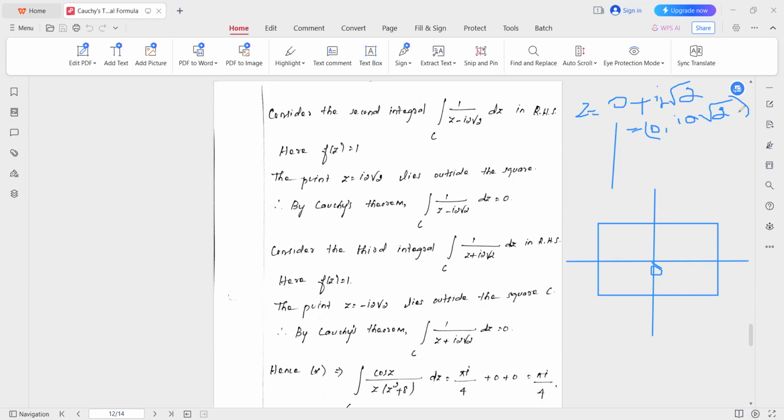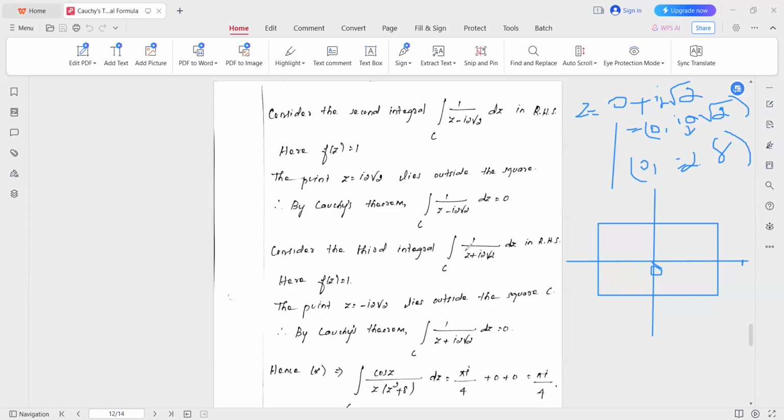We know that the value of root 2 is 1.414 something. When we multiply 1.414 by 2, we get 2.8 something. So this point is 0 comma 2.8, which lies outside the square, because along this axis we only have up to 2. So 2.8 is somewhere here, outside the square.